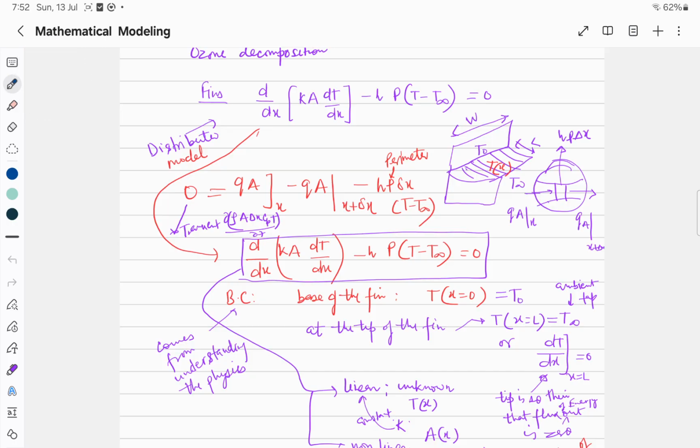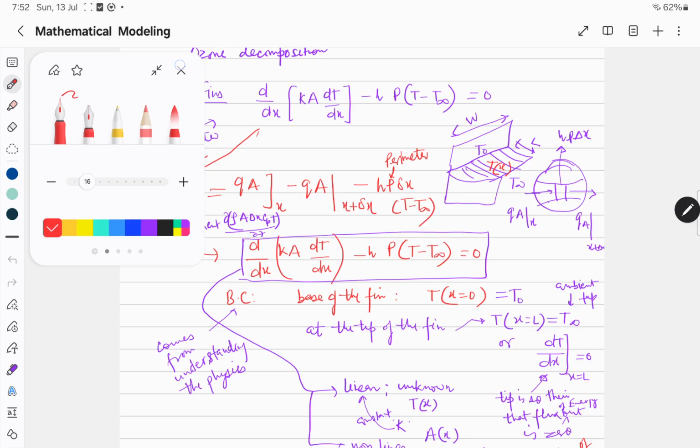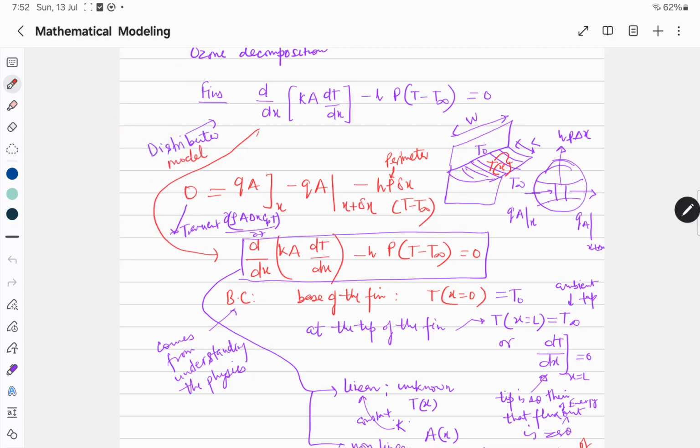So consider a fin. A fin is nothing but an extended surface. Suppose this is the extended surface, and this extended surface is attached to some solid plate which is at temperature T0. Now this fin will have the temperature profile T(x) along the x direction.